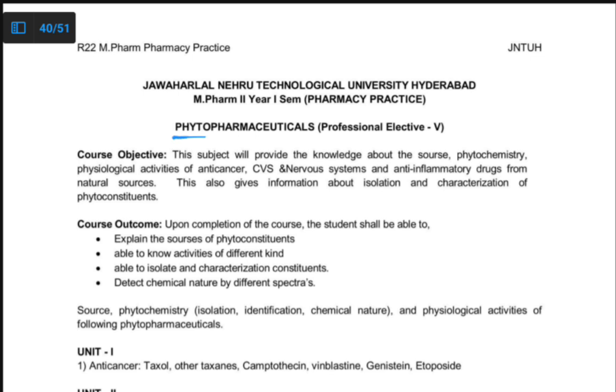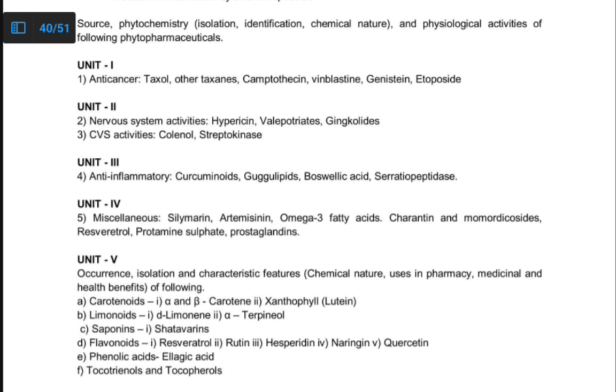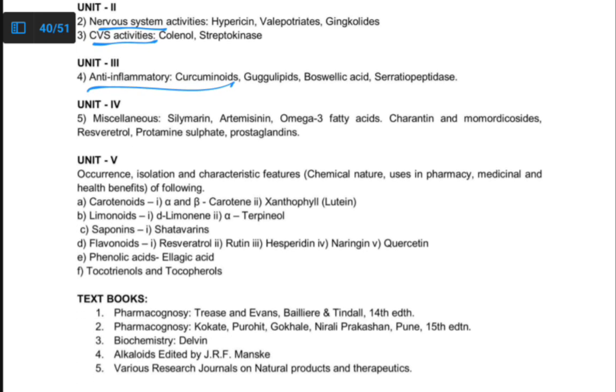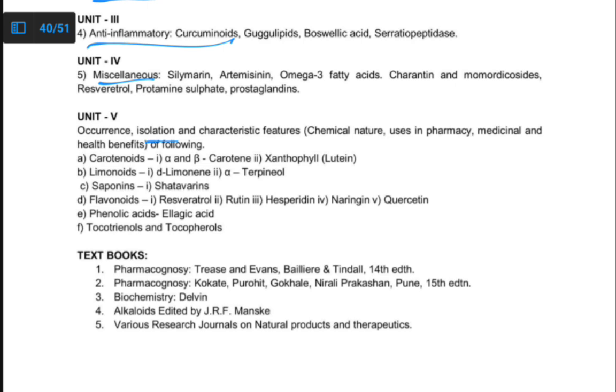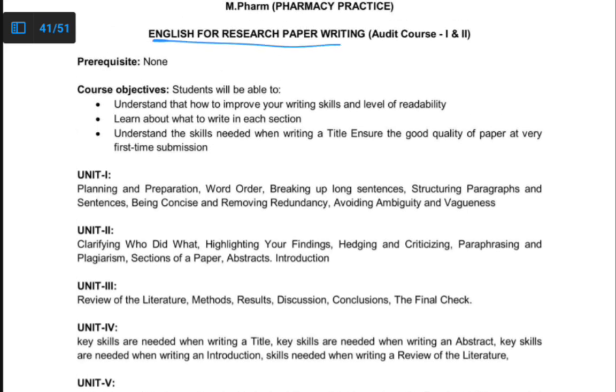Then we have phytopharmaceuticals. In this, anti-cancer agents, taxols, other taxanes, nervous system activities, CVS activities, anti-inflammatory drugs, miscellaneous drugs, and occurrence, isolation, and characteristic features of the other types of substances. And then we have English research paper writing.